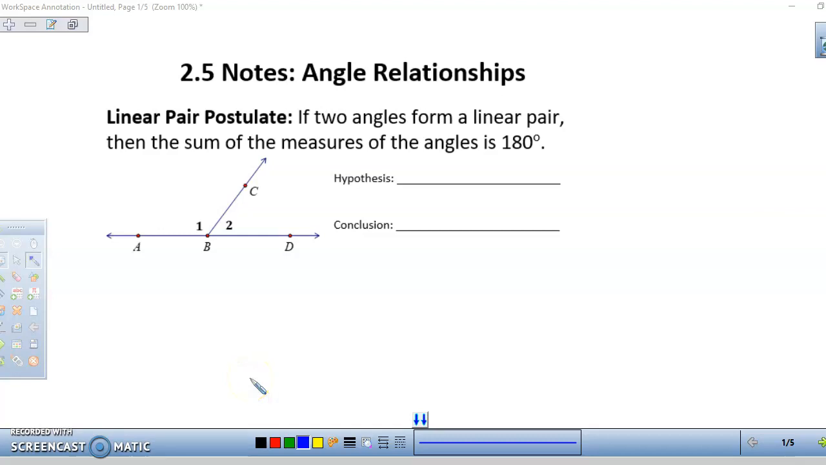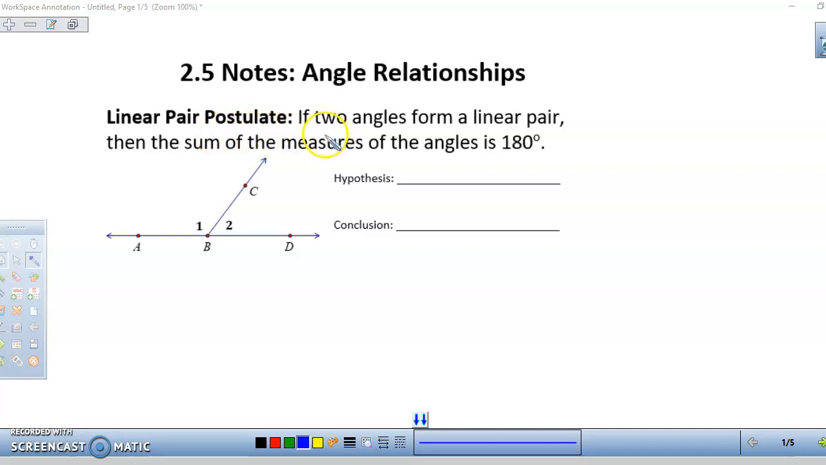Hello, Advanced Geometry. So today we are going to do section 2.5, angle relationships, and really dig into this concept of postulates and theorems. So, a linear pair postulate. Again, the postulate means it's something that you can assume to be true. It's sort of the basis for building a deductive reasoning system.